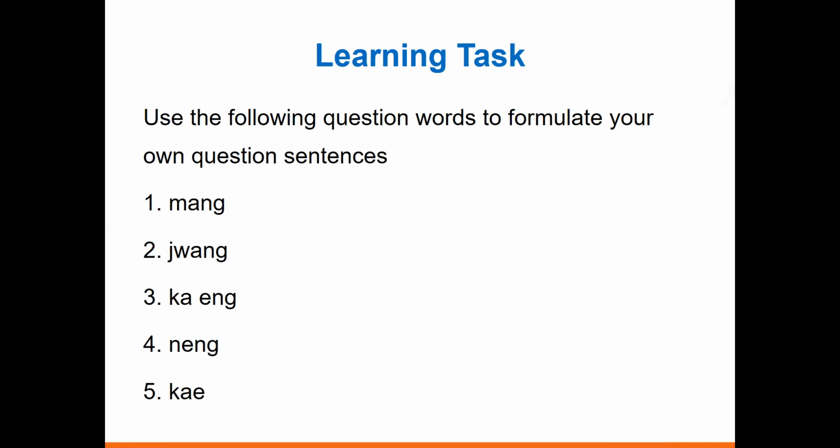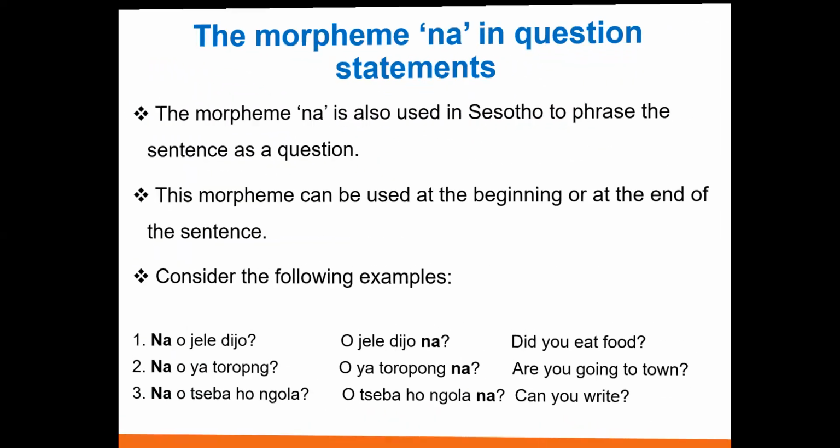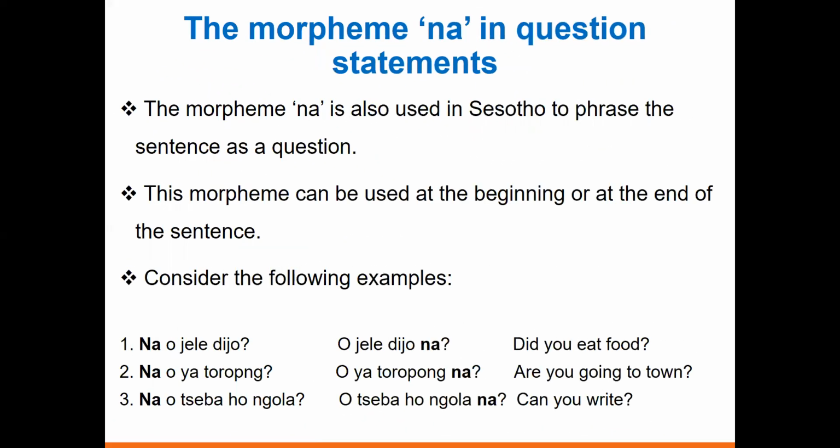Remember, sentences can start with the proper noun, or you can also use pronouns to start the sentences, whichever you prefer, but I would prefer you practice using both, beginning a sentence with the pronoun, and also with the proper noun. Mang, jwang, kae, ning, kae. So those are the examples there.